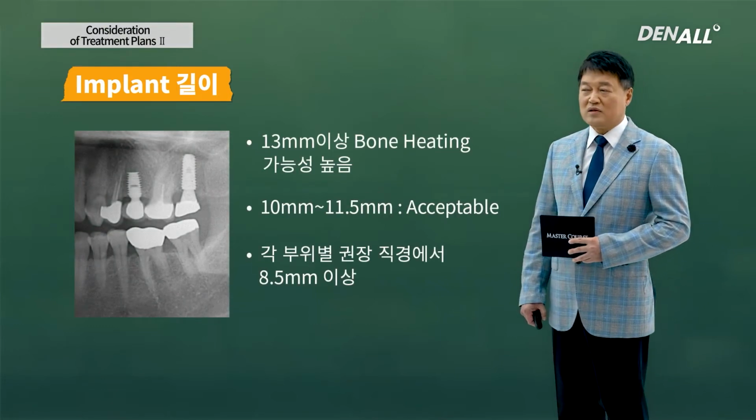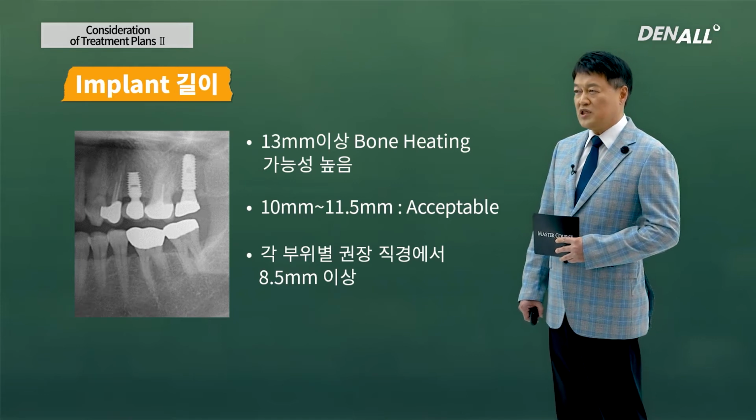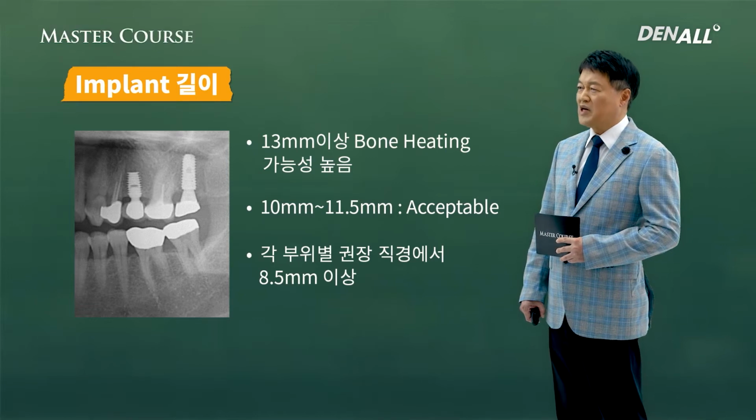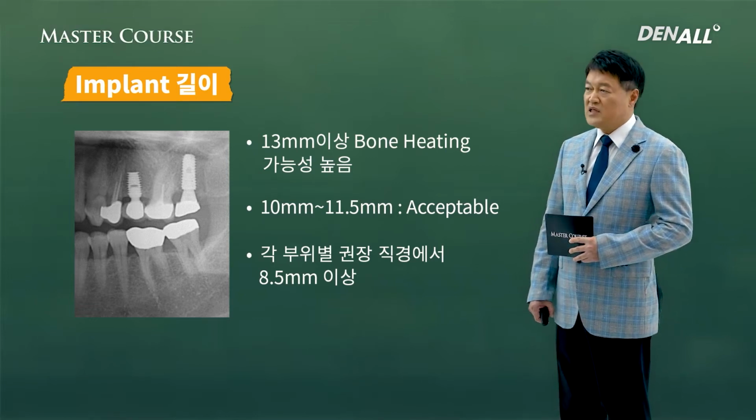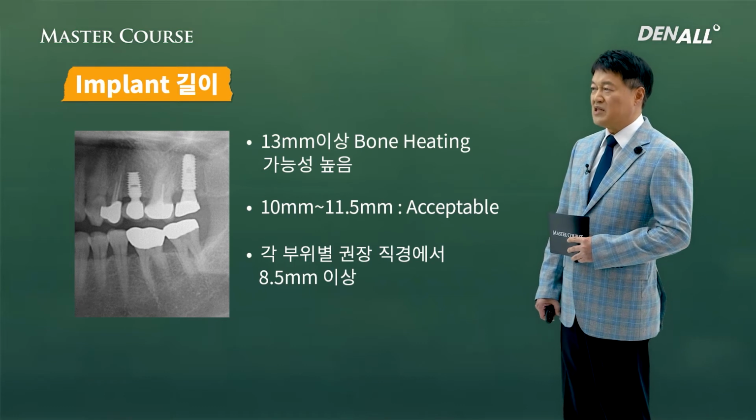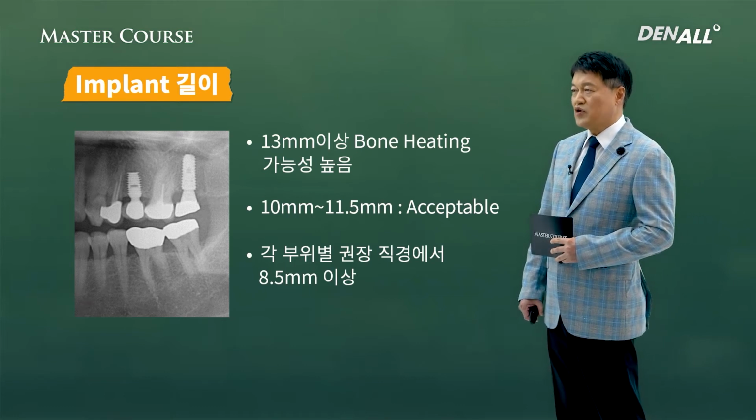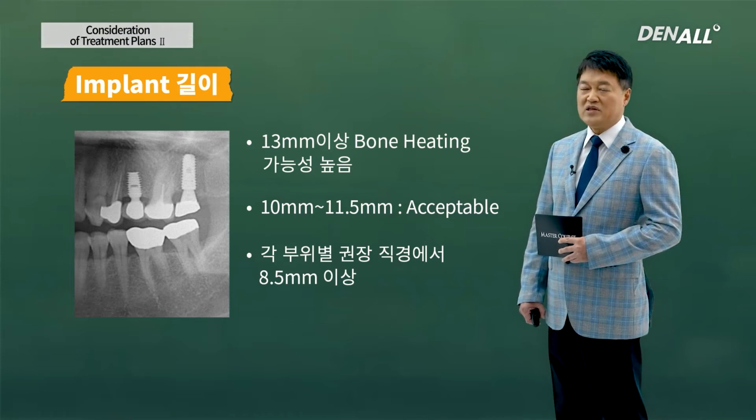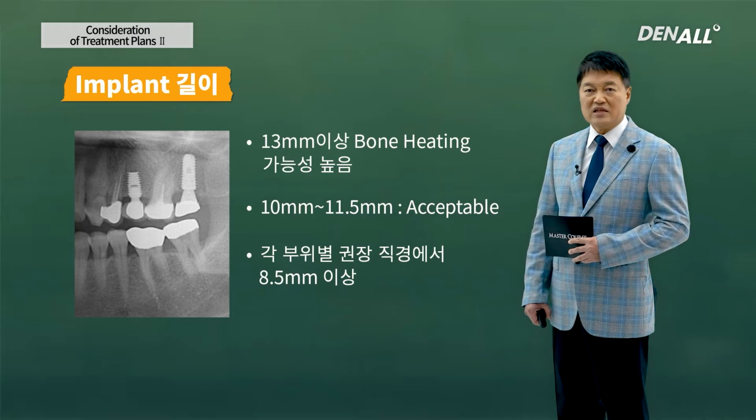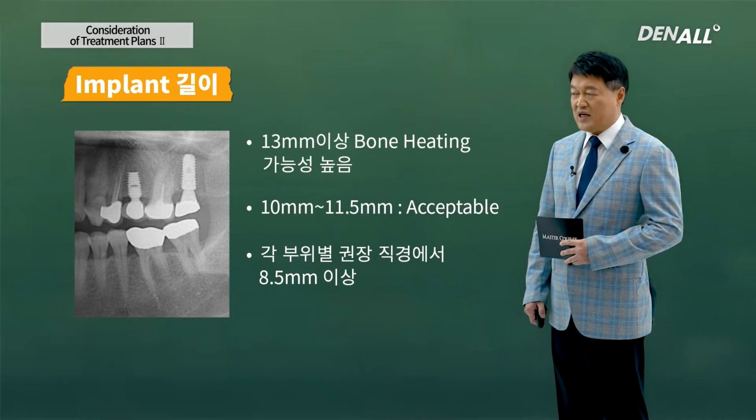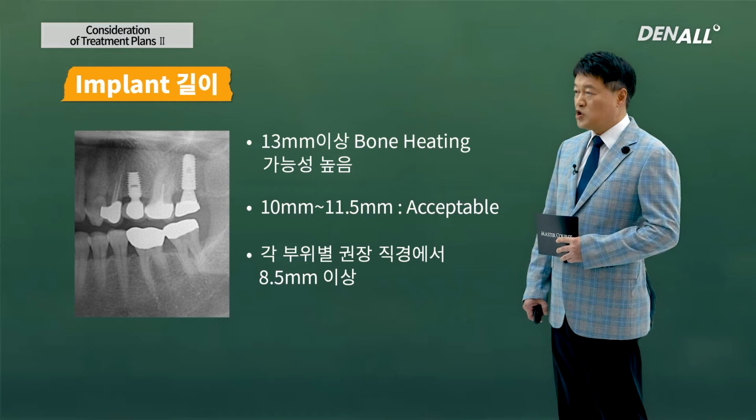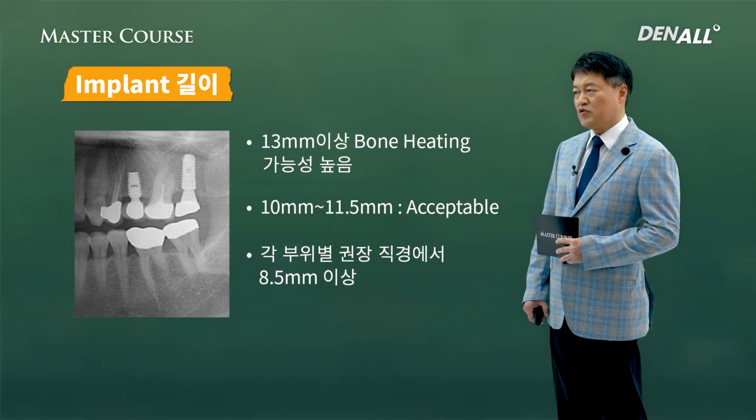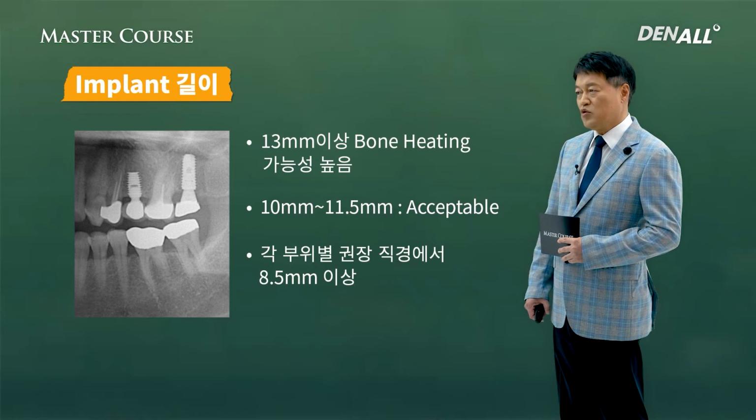In summary, in my case, I don't think you need to place a 13 mm or longer implant and cause bone heating. In my opinion, 10 mm or 11.5 mm implant is acceptable. In different areas, the recommended diameter is over 8.5 mm. This is for implant stability. As you can see, there's sufficient bone, so don't place such short implant. If possible, place 10 or 11.5 mm implant.